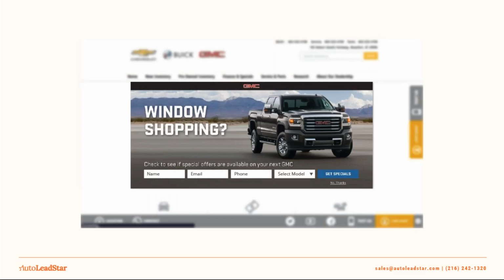Contrast that with a pop-up like this one, where there are 4 fields. They're very clear. They're very straightforward. And this pop-up sort of speaks to a person who is still at the beginning stages of shopping. It even says window shopping, right? And it doesn't ask too much information from the shopper. So when you think about functionality, think about how easy is it for the shopper to interact with this overlay.